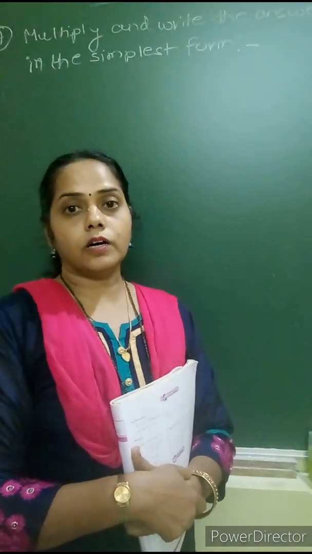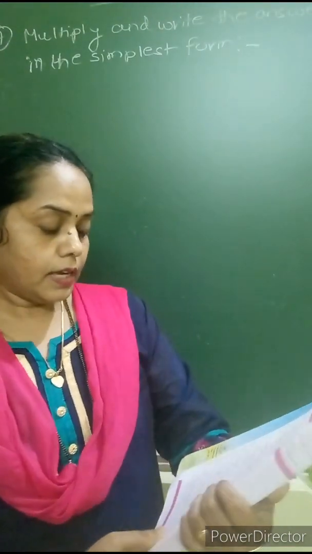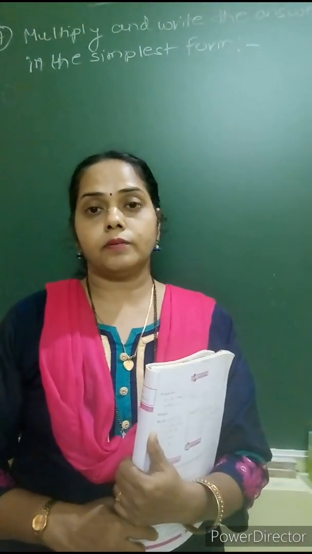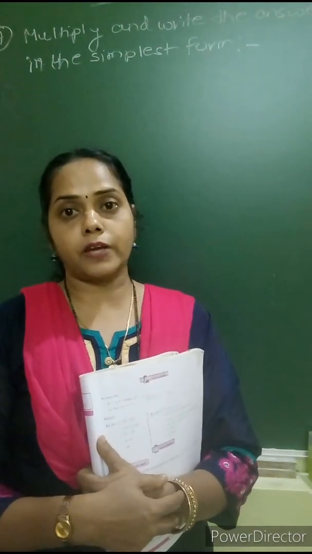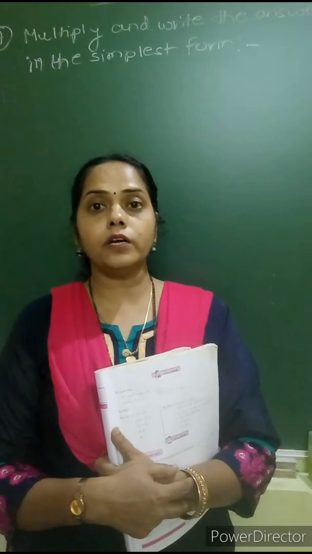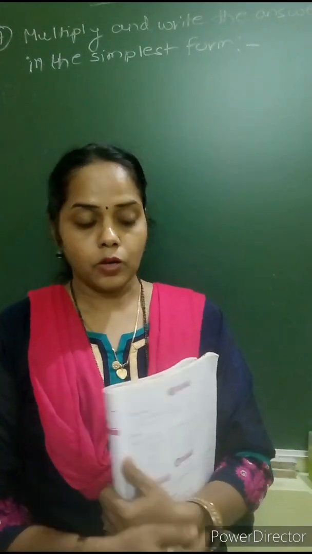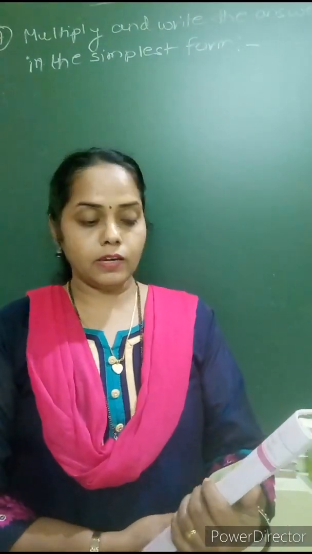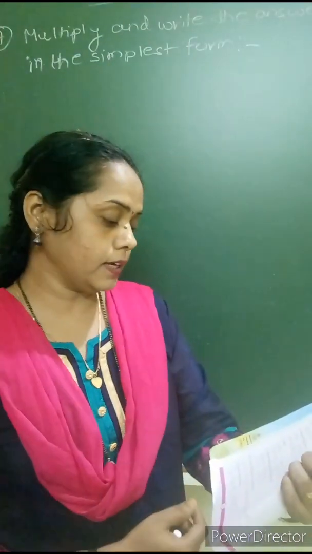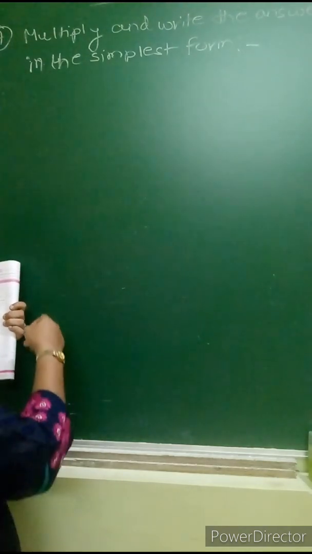Let us see now how to do the multiplication of surds. Here multiplication is a bit different from addition and subtraction of surds, in a way that here you do not need to have the same radicand, but the order must be the same. So let us solve question number 7 of practice set 2.3 given in your textbook. Multiply and write the answer in the simplest form.